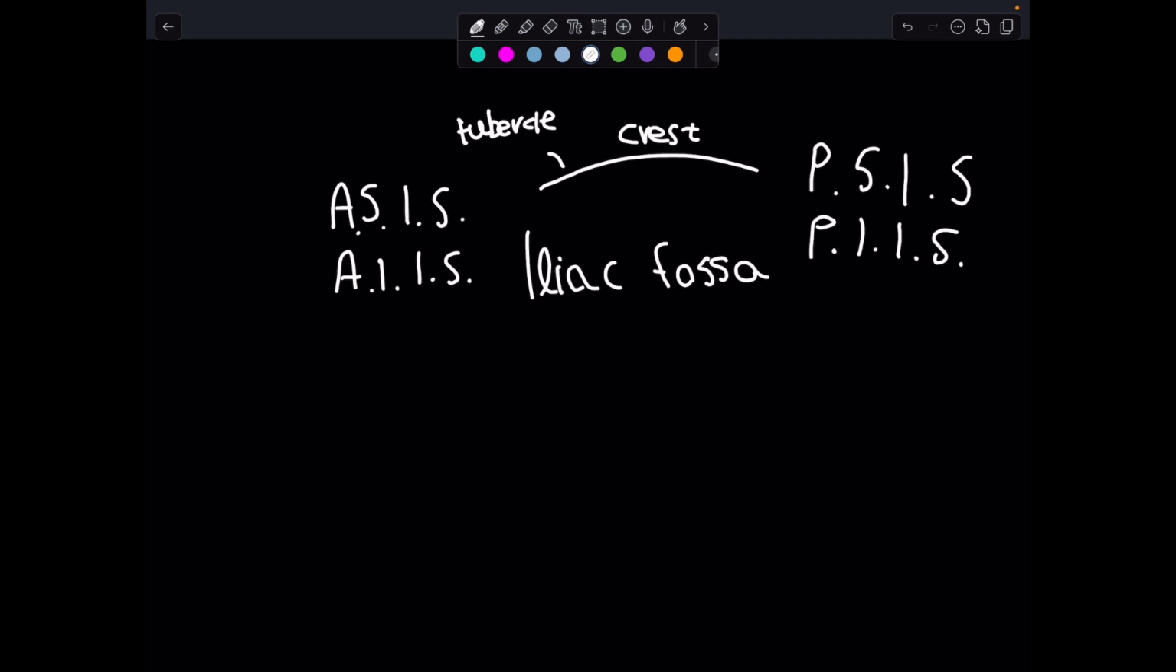Okay, let me ask you about the pelvic girdle then. What is this? And the sacrum.